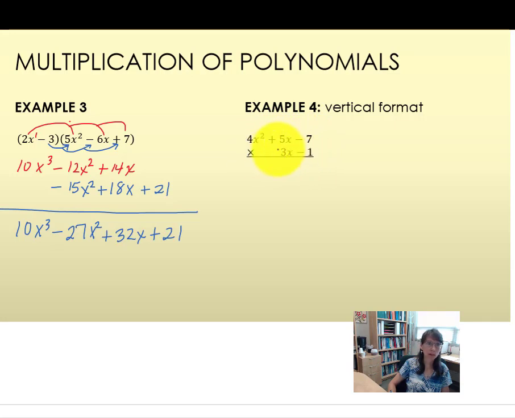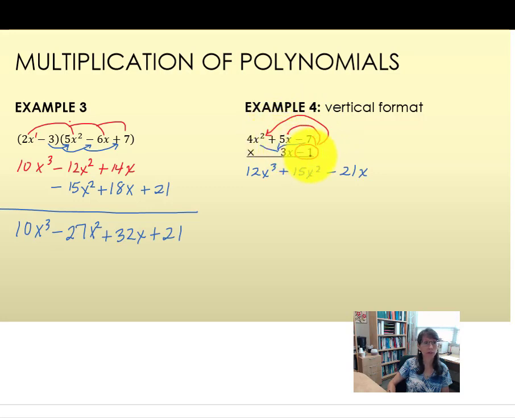So I'm distributing 3x times each of the terms written above. 3x times 4x squared would make 12x cubed. 3x times 5x would be plus 15x squared. Finally, 3x times negative 7 is minus 21x. Now I need to distribute negative 1 to each of the terms that's written above.